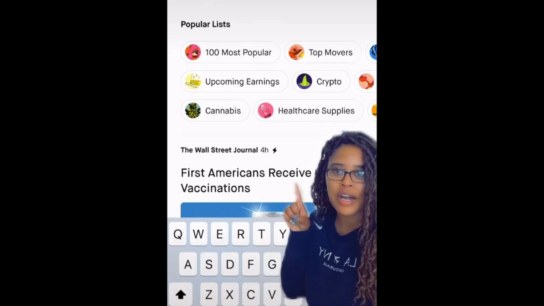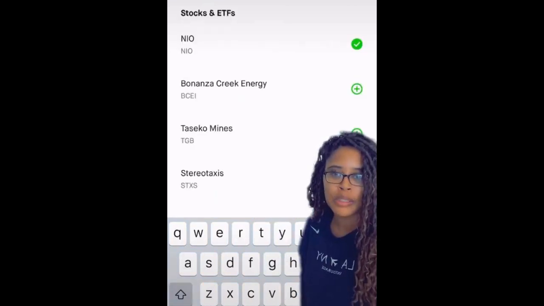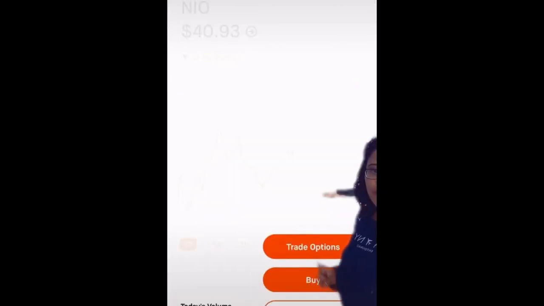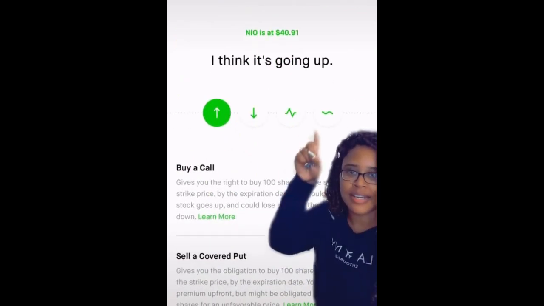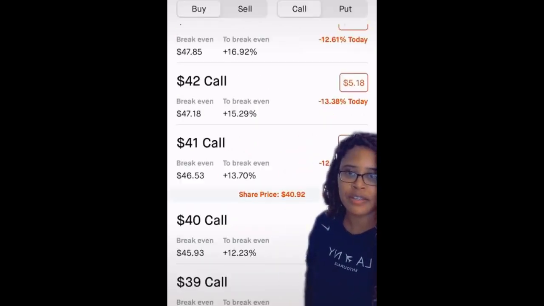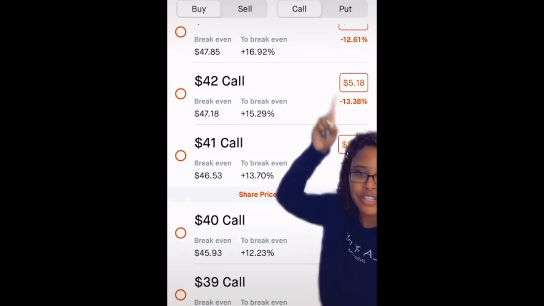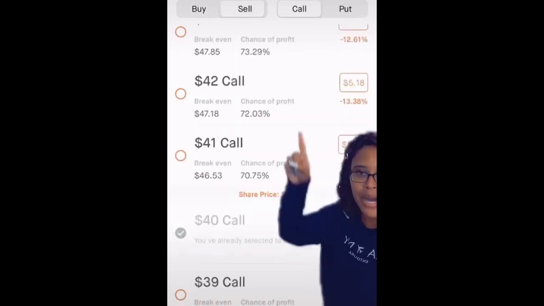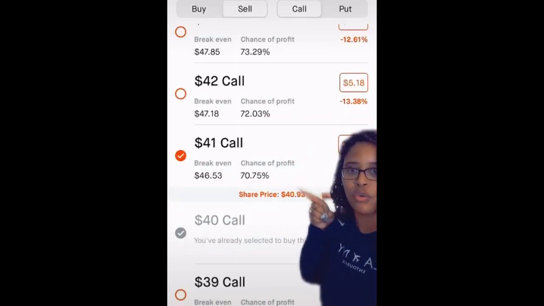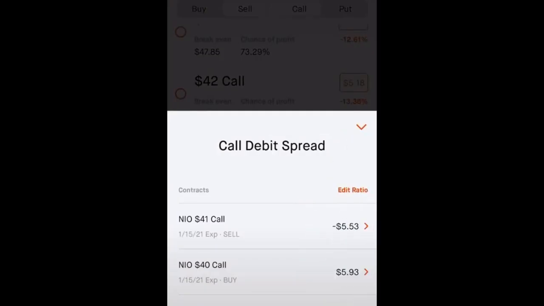Okay, so search a stock. In this case, we can do NEO. Select trade options. Select a date at the top. We can do January 15th. You're gonna click select at the top, it doesn't show. In the money 40, buy, then switch to sell, do 41, then you'll see the total.